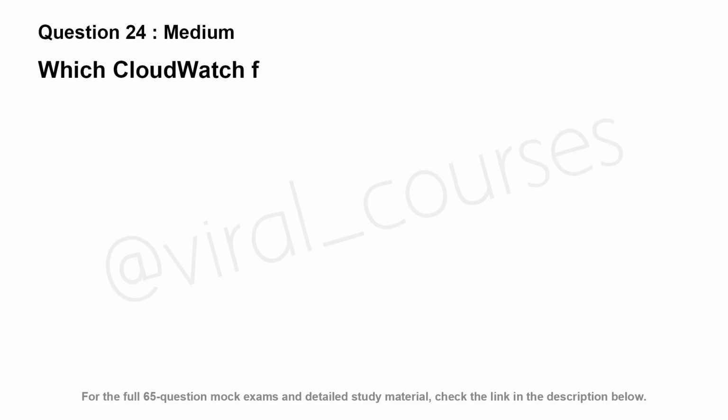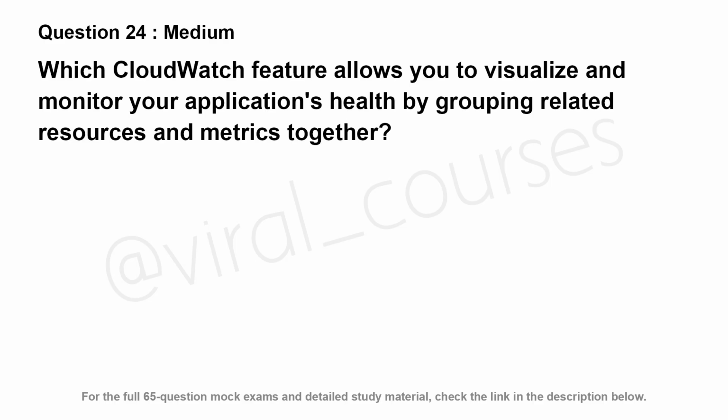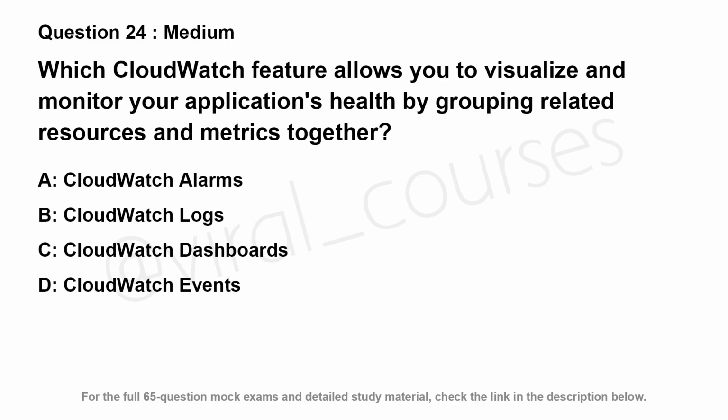Which CloudWatch feature allows you to visualize and monitor your application's health by grouping related resources and metrics together? Option A, CloudWatch alarms. Option B, CloudWatch logs. Option C, CloudWatch dashboards. Option D, CloudWatch events.